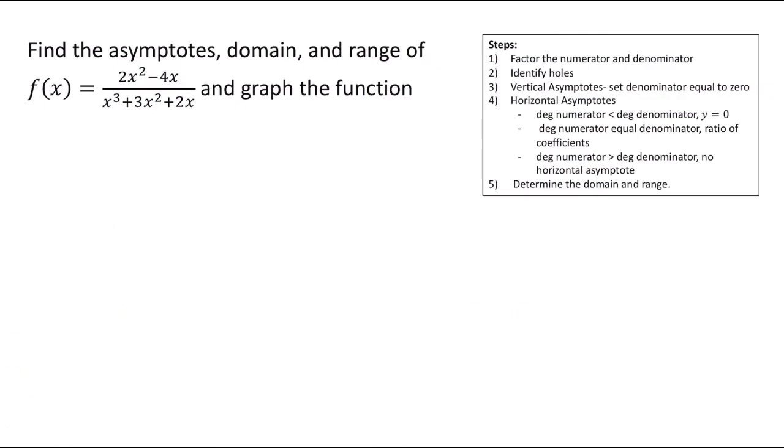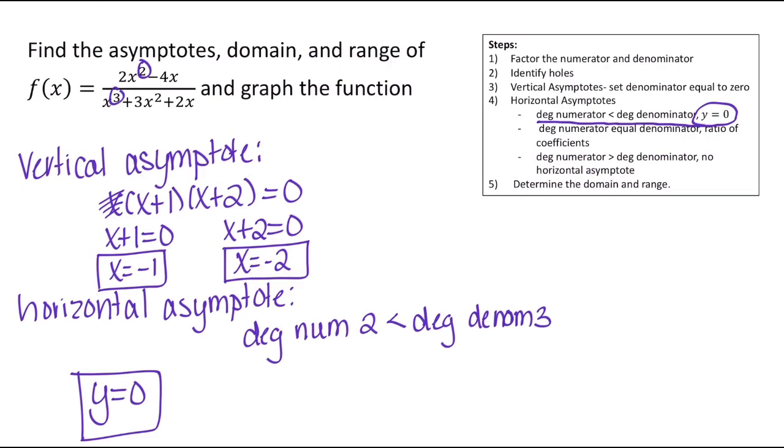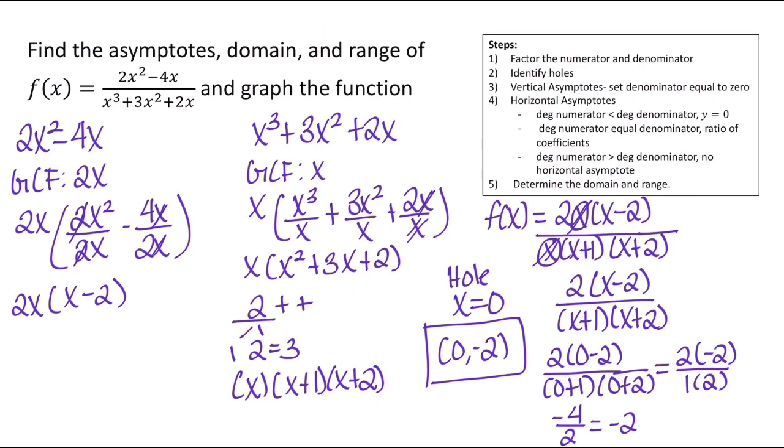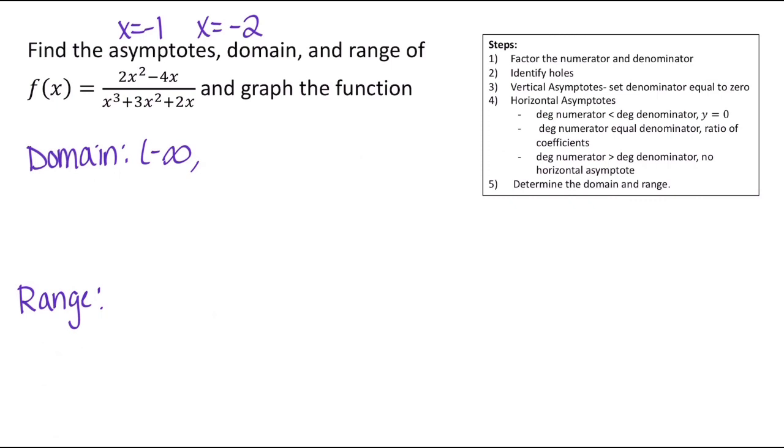So now that we have all of these pieces of information, we can figure out the domain and range, right? We're going to say all real numbers except where we have holes or where we have asymptotes. The domain is going to start off at negative infinity. Let's see. We have asymptotes at -2 and -1. Also, I'm going to remind you of where our hole is. The hole is at (0, -2).